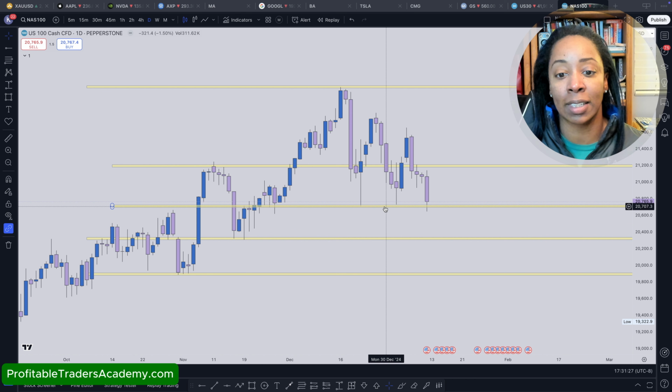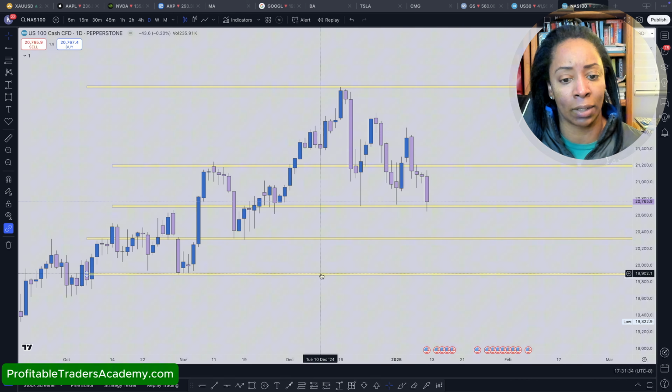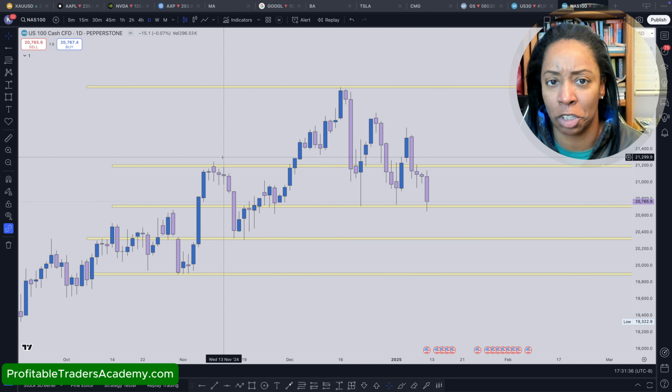So now I see this level that I drew with all the wicks. I actually really like it, so I'm going to keep that. Same with this level, I like it, I'm going to keep it. Okay, so this is actually very clean.